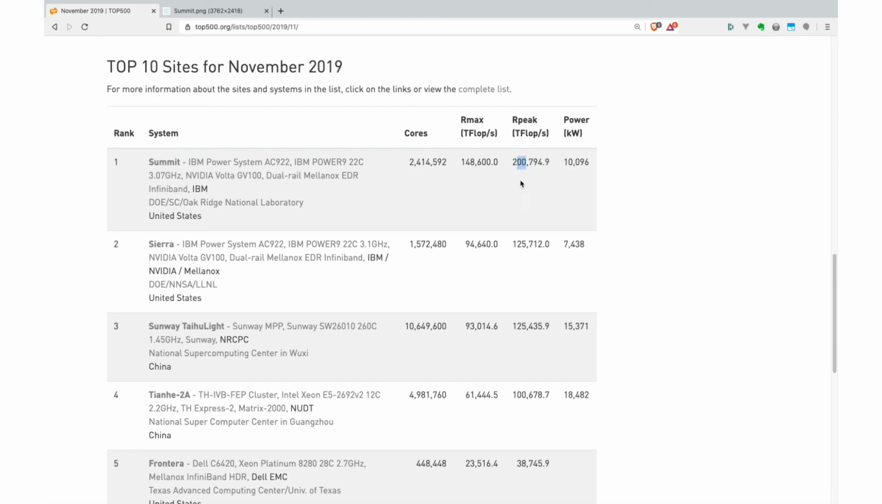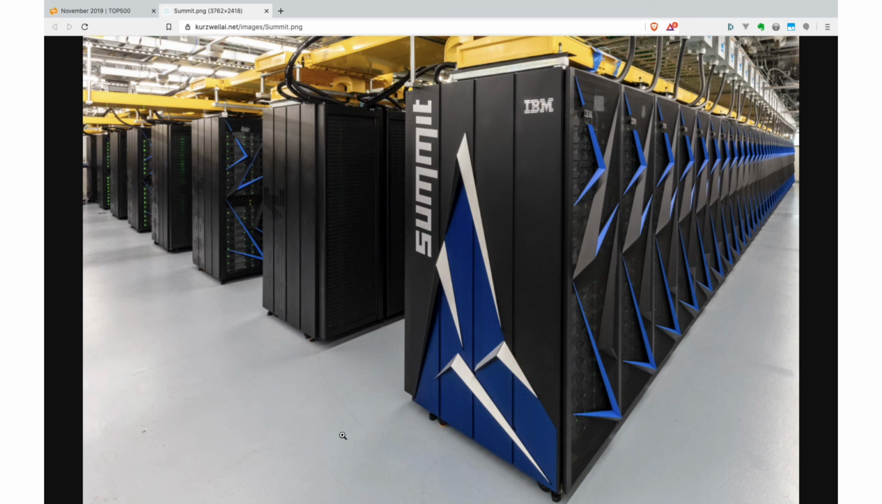This other number here, Rpeak, is a theoretical maximum. It could peak out at 200,000 teraflops per second. But the sustained performance on that standardized benchmark is 148,000 teraflops. And you can see that the rankings as we go down the chart are considerably smaller in terms of the number of teraflops per second each machine is capable of. It's also a pretty cool looking computer. Here's a photograph of the installation at Oak Ridge National Lab. You can see that this is just rack after rack after rack of Power 9 based servers chock full of NVIDIA GPU chips.